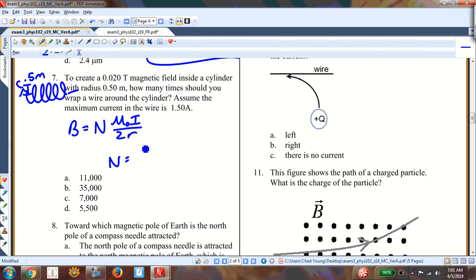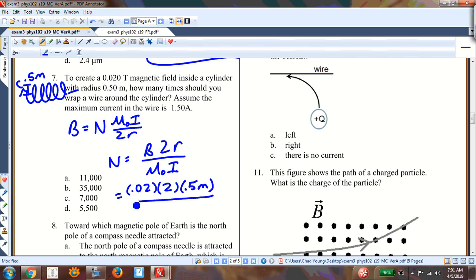So N is equal to B 2R over mu naught I. 0.02 Tesla, 2, the radius is 0.5 meters, 4 pi times 10 to the minus 7, times I, 1.5 amps. All right, and so number 7 gives me 11,000 turns. So I have 11,000 turns of wire.